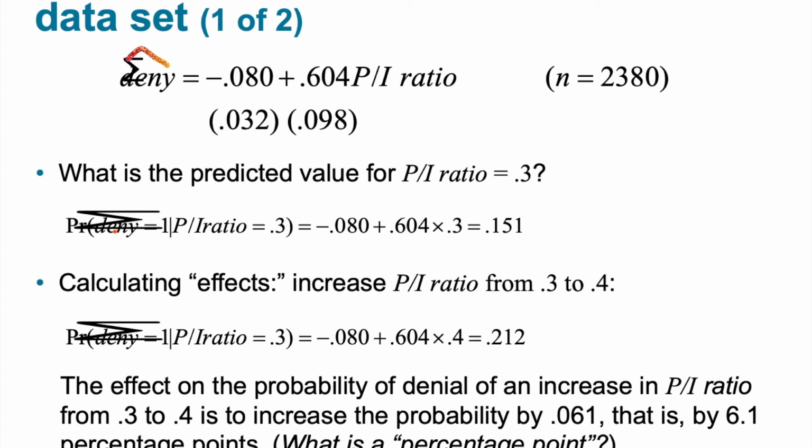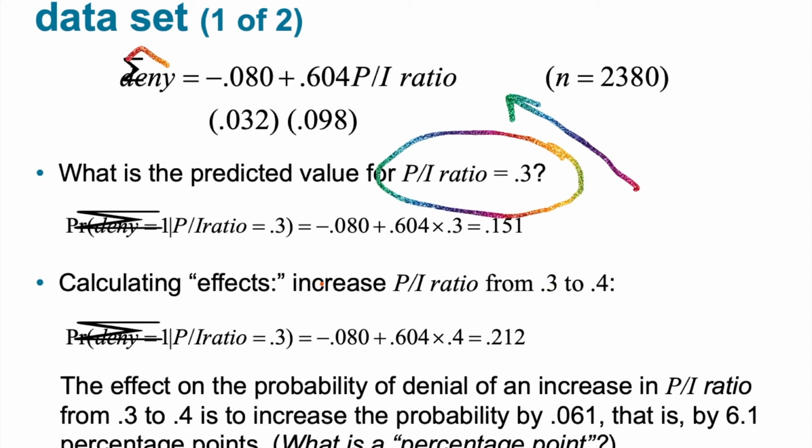This is the predicted probability that an applicant is denied, given that the payment to income ratio is 0.3. We'll plug 0.3 into our linear probability model up here, and we get negative 0.08 plus 0.604 times 0.3, and that's 0.151. So the probability that an applicant is denied, given a payment to income ratio of 0.3, is 0.151.